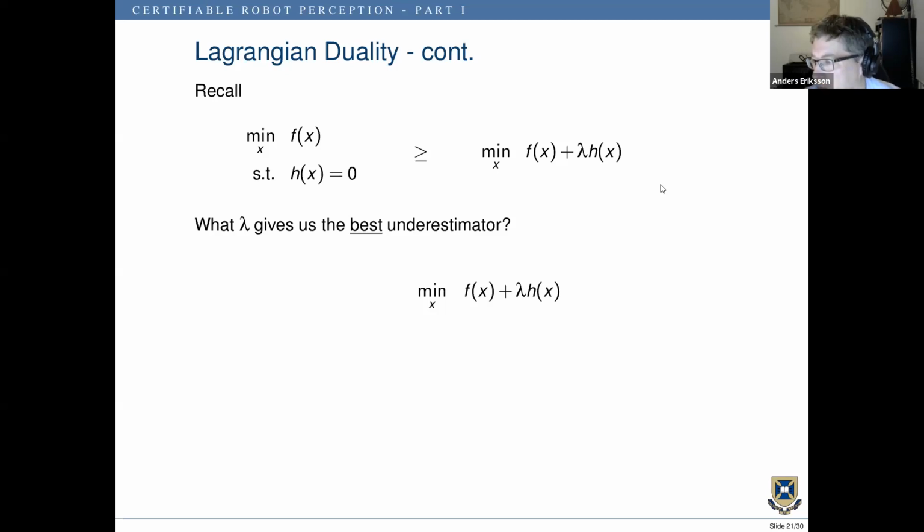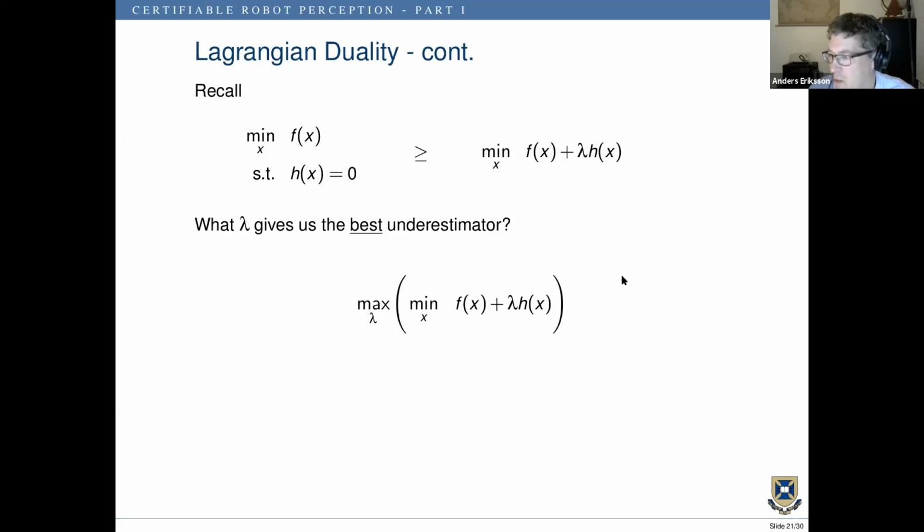Now, the natural next question would then be to ask ourselves, what lambda gives us the best underestimator? So which lambda gives the largest value of this expression here? So we want to maximize the minimization of f of x plus lambda h of x.